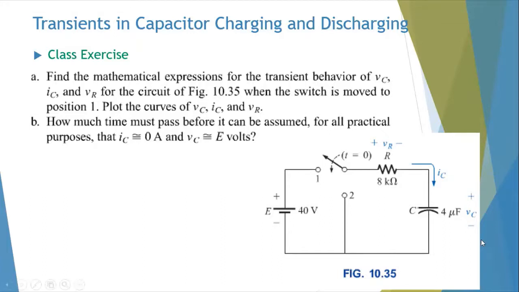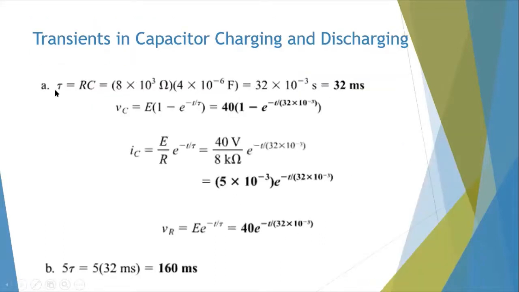An important parameter which we always need to calculate is the time constant tau, which is RC. So if you take 8 kilo ohms times 4 microfarad, you get 32 milliseconds. So that's your time constant. This is the first thing I would do. I find the time constant for the circuit, which is 32 milliseconds.